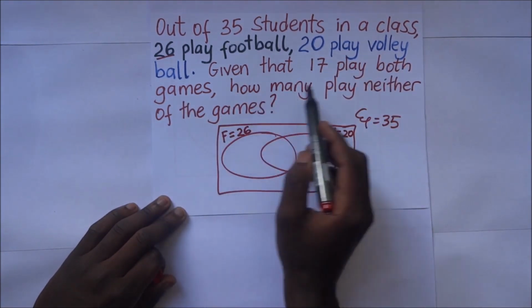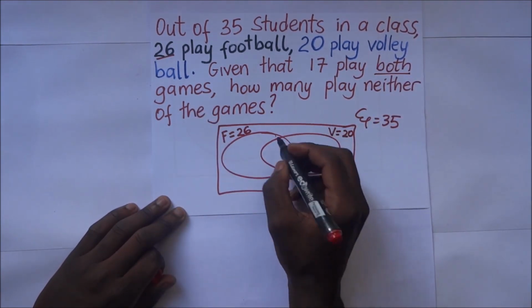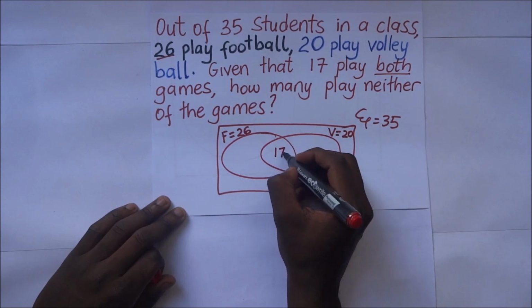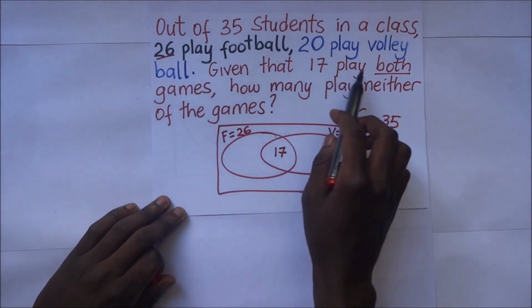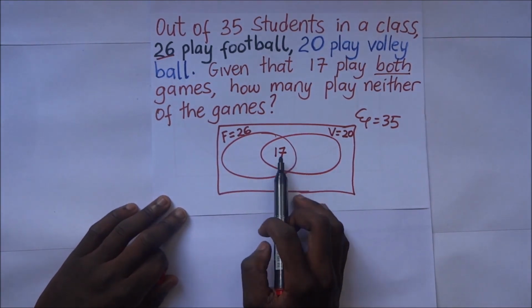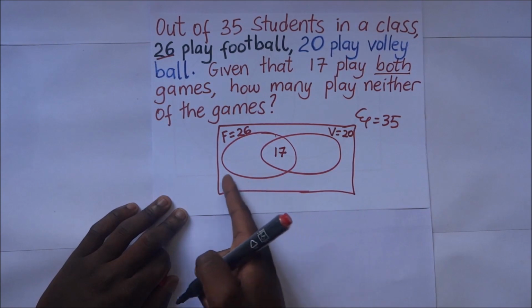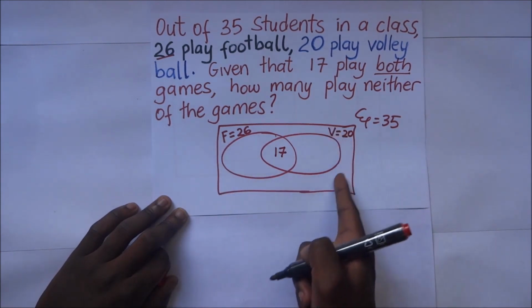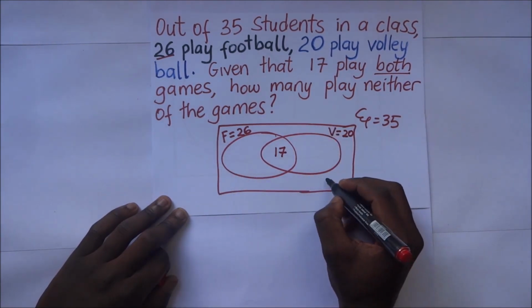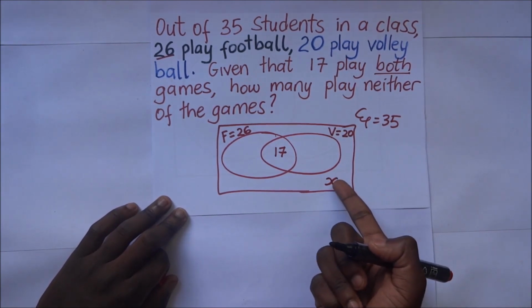So in the intersection, when they say both games, it means both football and volleyball. So those ones are in the middle here, 17. They play both games. Given that 17 play both games, how many play neither of the games? Those that do not play any of the games are outside the circles. Let's call them an unknown x. So our task here is to find this value of x.